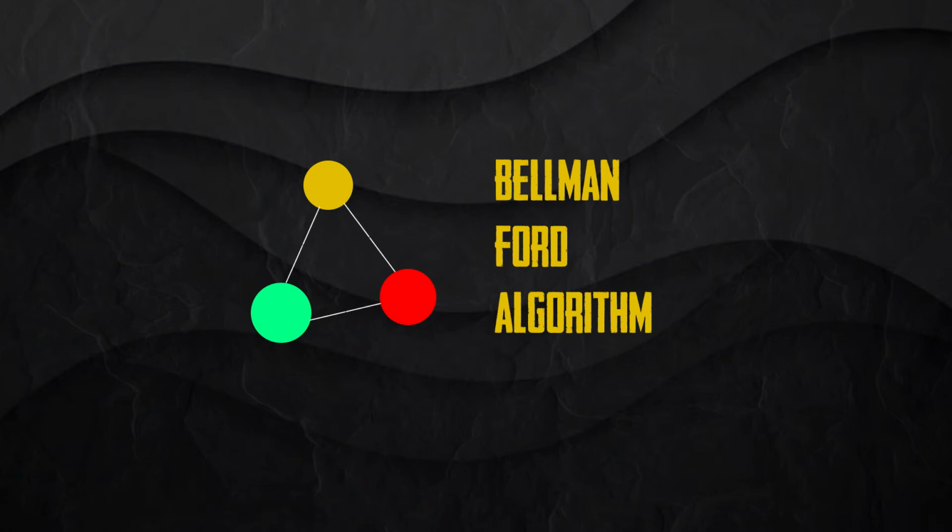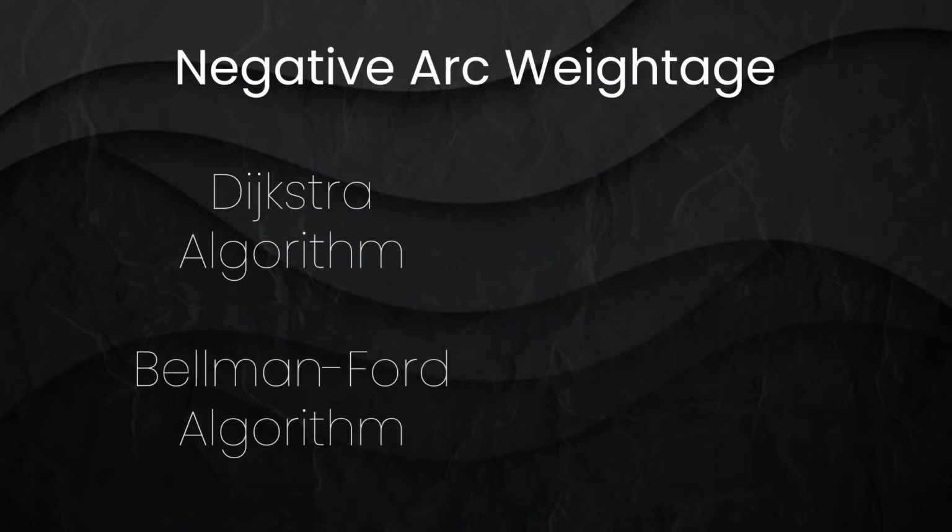Welcome all. Today we are going to discuss the Bellman-Ford algorithm. The Bellman-Ford algorithm is a single source shortest path algorithm. In comparison with the Dijkstra algorithm, it can be used for graphs with negative arc weights.